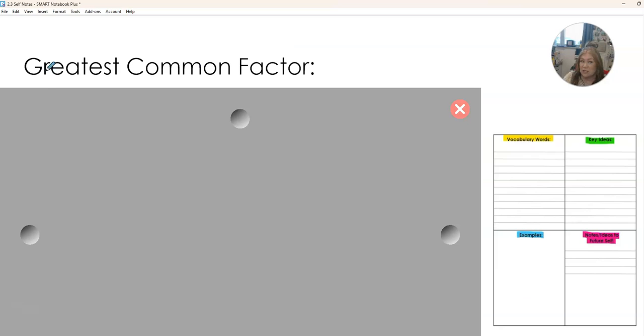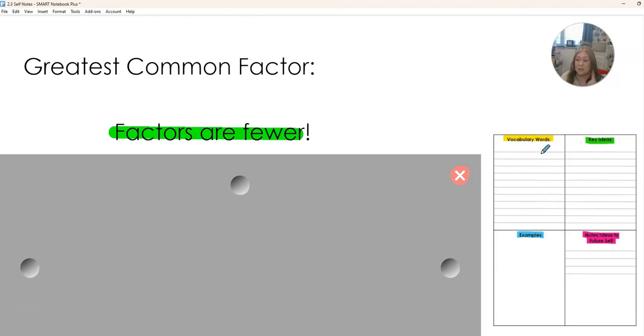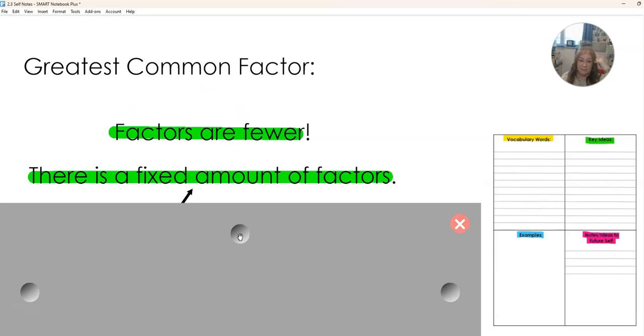All right, let's switch gears and talk about the greatest common factor. So again, lots of us hear the word greatest and we're like, oh, I should multiply. I've got to get it bigger. Nope. We're going to start with the factor and then find the biggest number. So we need to know that factors are fewer, right? Factors are fewer. There is a fixed amount of factors. There are only so many.